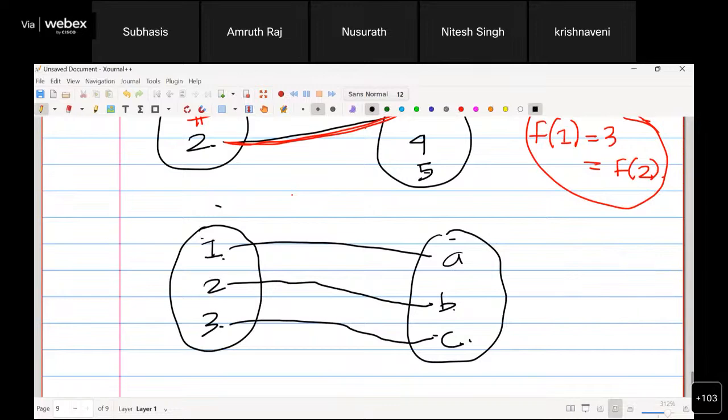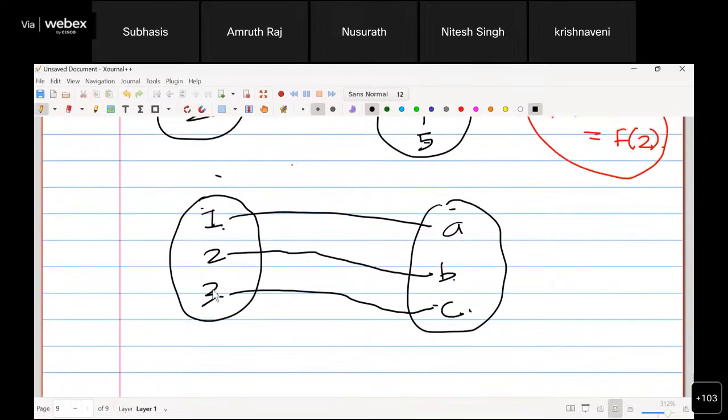What about injective? Is this an injective function? Yes, it is also an injective function. As you can see, if I pick any two elements, their images are different. If I pick 1 and 2, they go to different elements: 1 goes to A, 2 goes to B. If I pick 2 and 3, they go to different elements. If I pick 1 and 3, they also go to different elements. Any two different elements go to two different elements. That means this is injective.